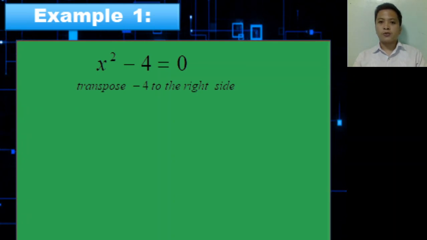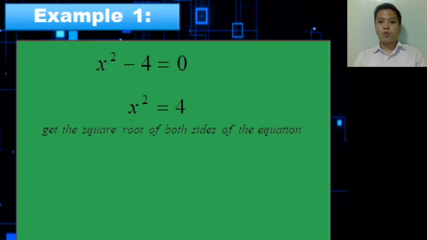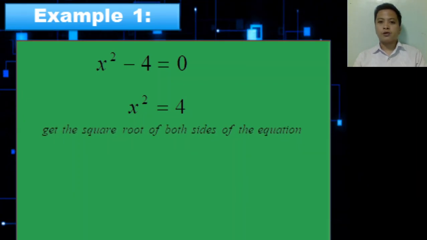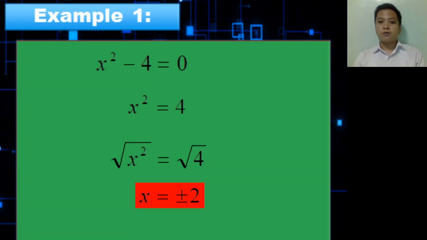Transpose negative 4 to the right side, and we will have x squared is equal to 4. Get the square root of both sides of the equation. We will have x is equal to plus or minus 2.